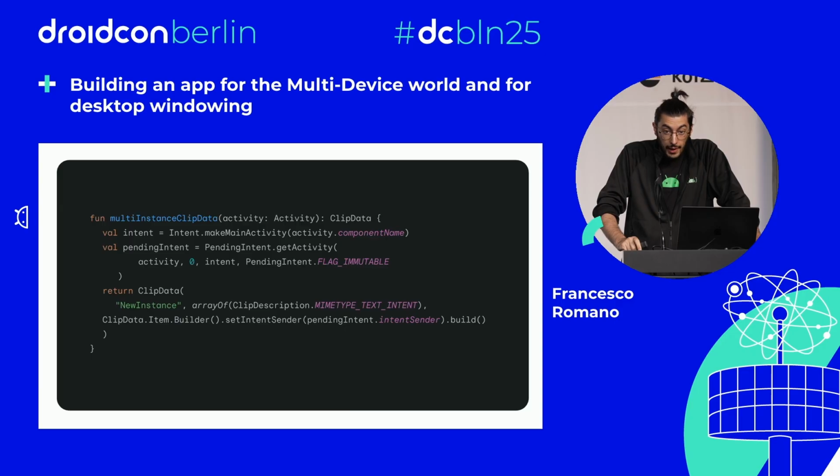So the clip data that usually contains the data you're sharing through drag and drop needs to contain the intent sender of the activity that you want to launch. When the drop event ends outside of any visible window, the system will capture this intent and start the activity.